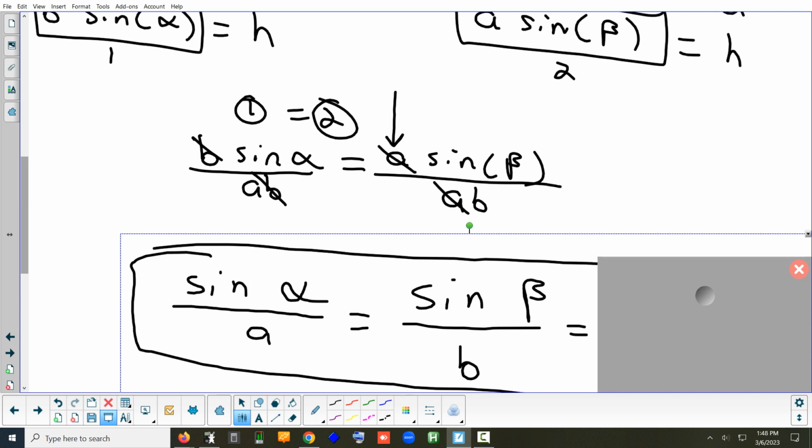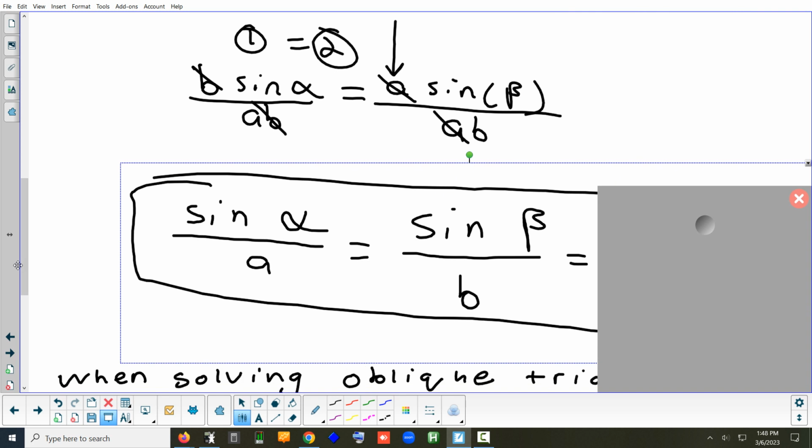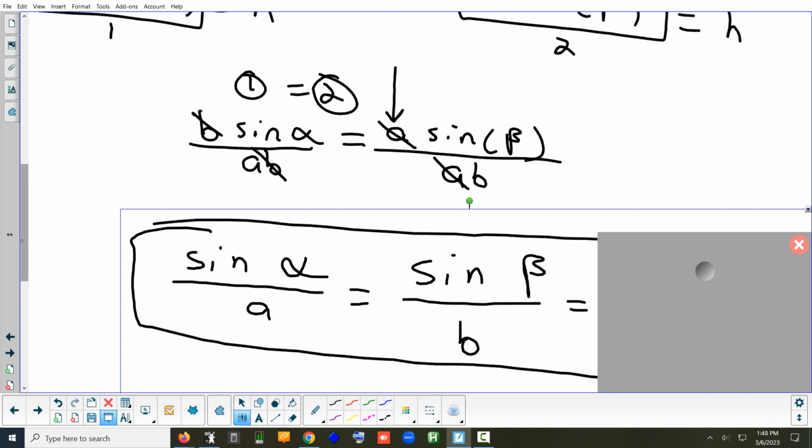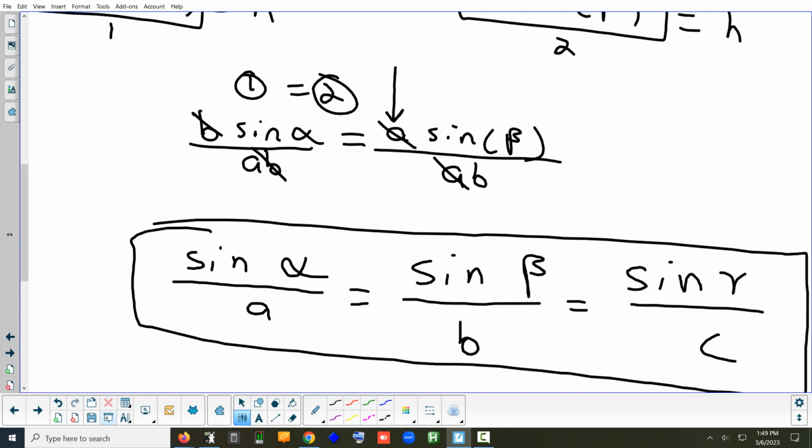Now, there is one more fraction that it's equal to. We didn't prove this last fraction, but can anybody guess what the third fraction would be based on the pattern of the first two? Sine gamma over C. Yep, sine gamma over C.